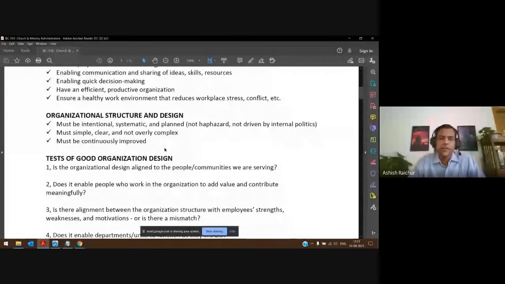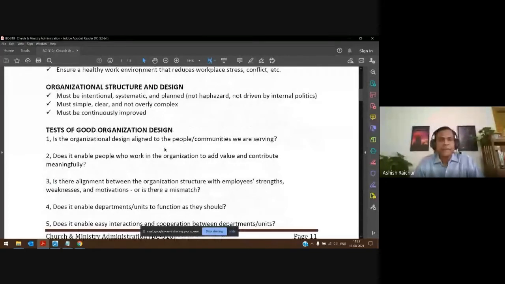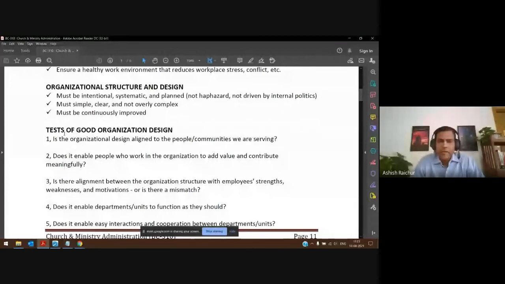So what are some questions to ask to determine if our design is good, or what must we keep in mind as we are designing the organizational structure? First, and these are some very simple questions, but they are important questions. Number one, is the organizational design aligned to the people we are serving?